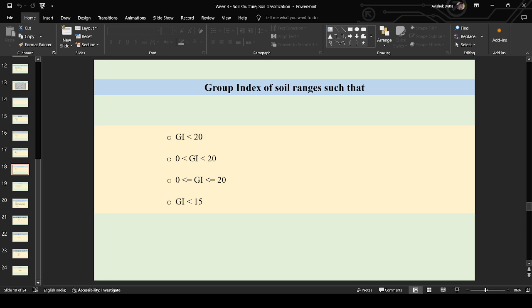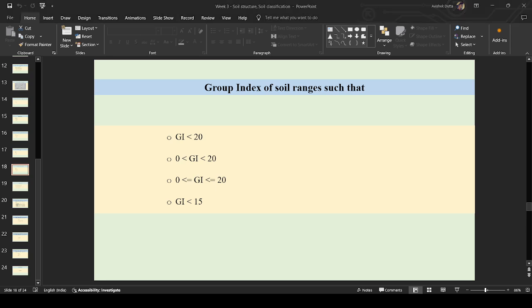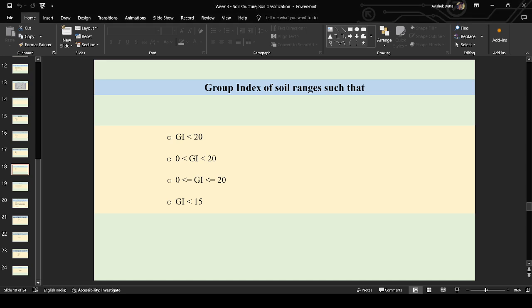I repeat the question. Group index of soil ranges such that group index less than 20, group index is more than 0 and less than 20, group index is more than or equal to 0 and less than or equal to 20, or group index is less than 15. Okay. Next question.